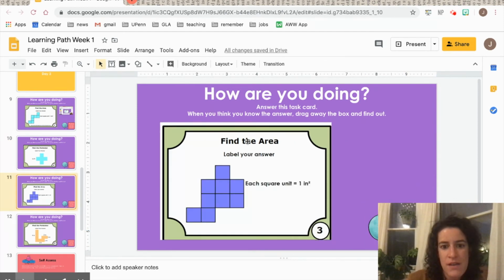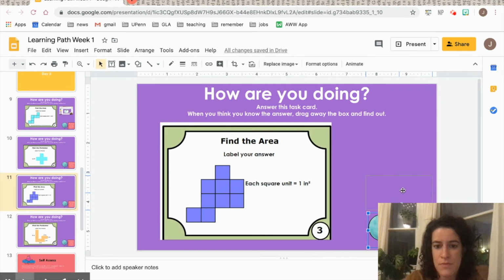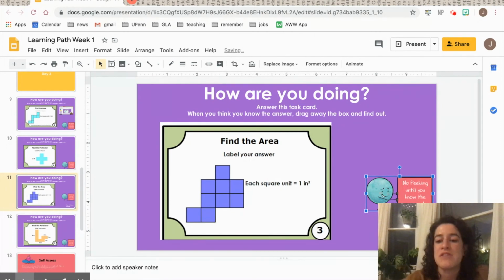Next card. Find the area. Label your answer. Each square unit is 1 inch squared. Please pay attention to the units and try to label the units correctly. Pause the video and press play when you're ready to see the answer. Okay, the answer is 9 inches squared. It's important that you remember to put the squared part for the area. I can't really write the little 2 on my computer right now. I was trying to figure out a fast way to do it, but with your paper and pencil, you can put the little 2 next to inches.